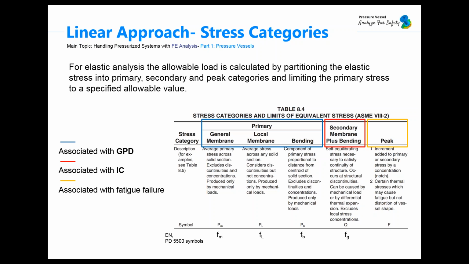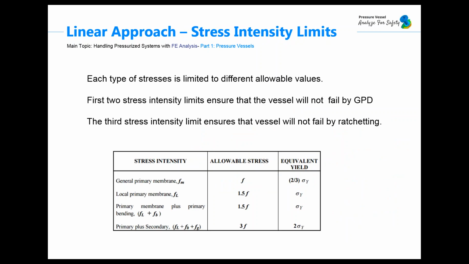And finally, peak stresses are the highest stresses in the regions produced by concentrations, and they are mostly responsible for the fatigue failure. So as I said before, the computed stresses should be compared to material specific stress limits, and depending on the code, the stress limits are marked as S, like in the ASME code, or f in the European code. And for each stress category, stress intensity is defined.